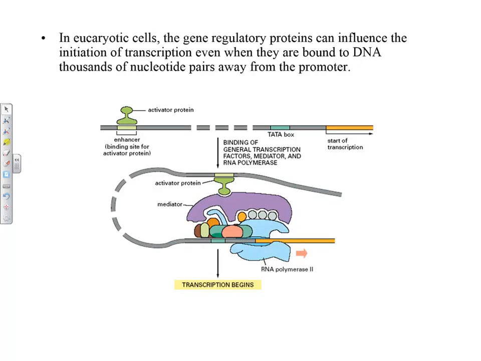Then this picture shows you that in eukaryotic cells, the gene regulatory proteins can influence the initiation of transcription even when they are bound to DNA thousands of nucleotide pairs away from the promoter. So this is the promoter, and then you have a lot of stuff in between. There's some activator protein that got bound here, right? But then this is linking up to this set of transcription factors, and it can affect the initiation of transcription. And a good example of a transcription factor is a gene that is called P53, right? You may have heard of that. It is implicated in many human cancers, okay? Like maybe a large percentage of the cancers have a mutated P53 gene.